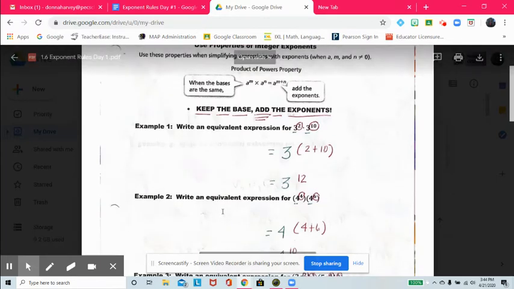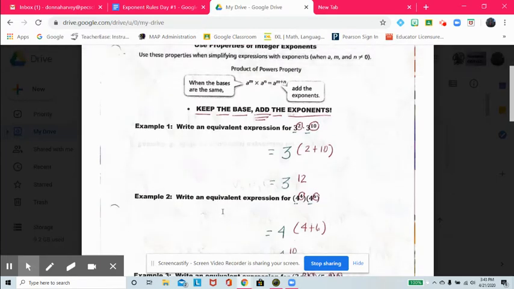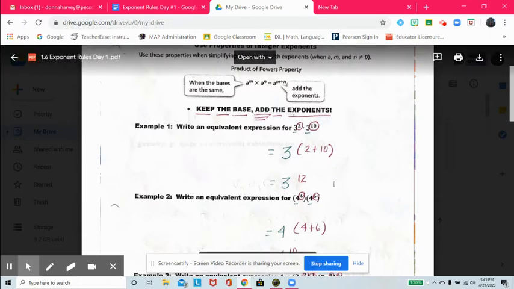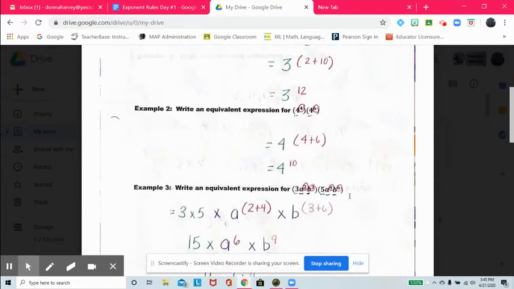So let's go ahead and look at this one. Example number 1, it's 3 to the 2nd times 3 to the 10th. Since the 3's are the same, we keep the 3, and then we just do 2 plus 10. So your answer would be 3 to the 12th. All of this up here seemed a little confusing, but when you actually look at the example, it's actually kind of simple. So let's do the next one. Example number 2, 4 to the 4th times 4 to the 6th. Our bases are the same, they're both 4, and then we're going to add 4 plus 6. So your answer is 4 to the 10th.